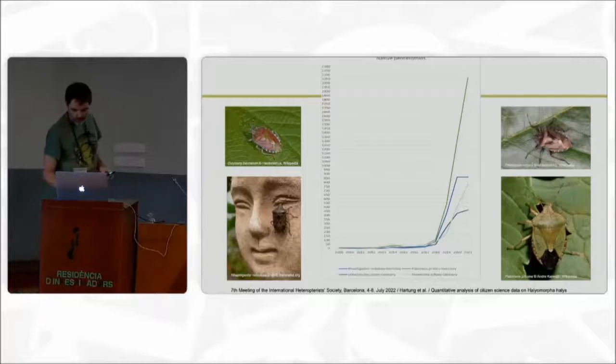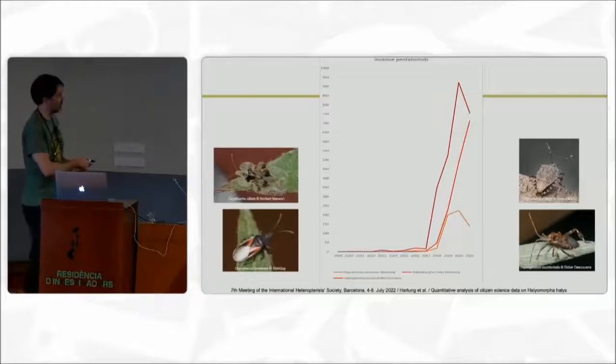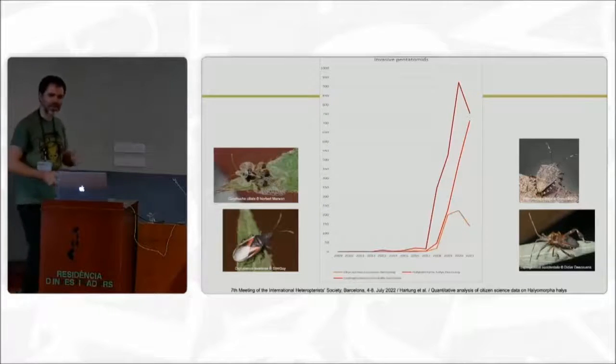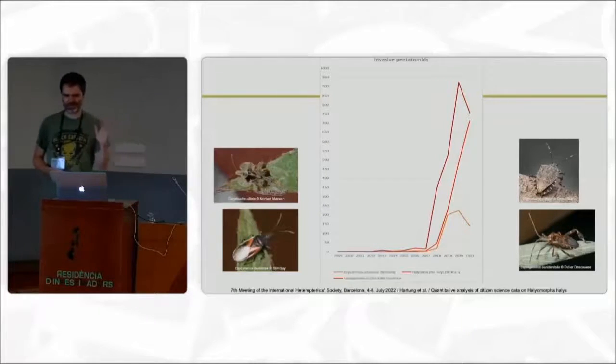Whereas if you take a look at the invasive species, this is Oxycarenus lavatera. It just falls off, and there are not so many records. This is Leptoglossus occidentalis, and this is Haliomorpha. And this is the only one that keeps on growing.